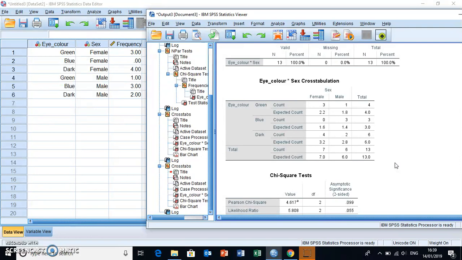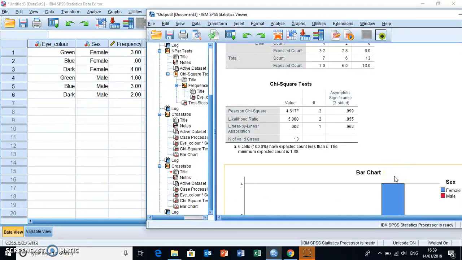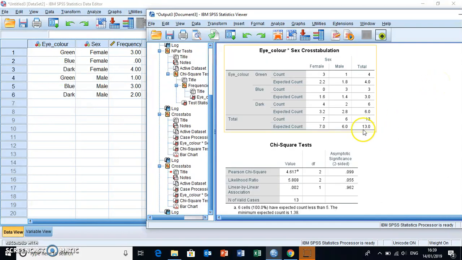Now the only way you can get around this problem of this test not being very reliable is to increase the sample size. So when you get an output like this and you get this kind of warning underneath, then essentially you have to go back and think about getting some more samples because this isn't a very reliable result. So you would then have to go and actually just ask some more people about their eye color and look at whether they were male or female.